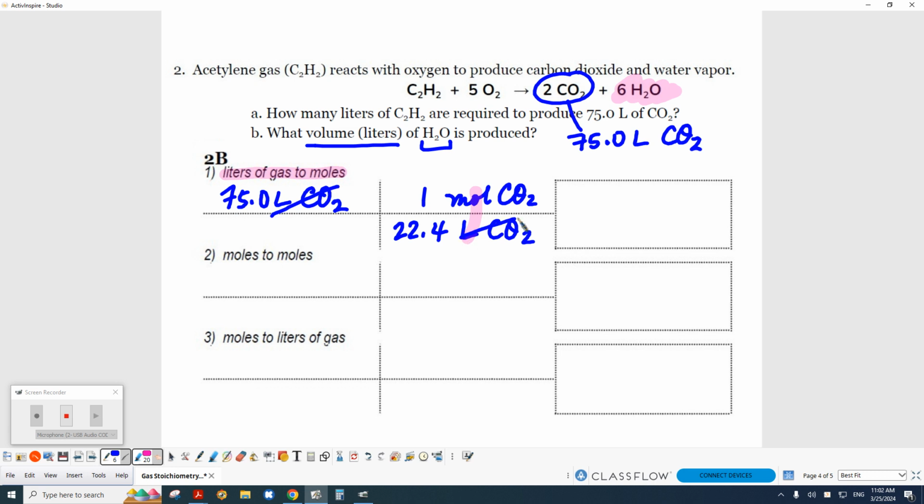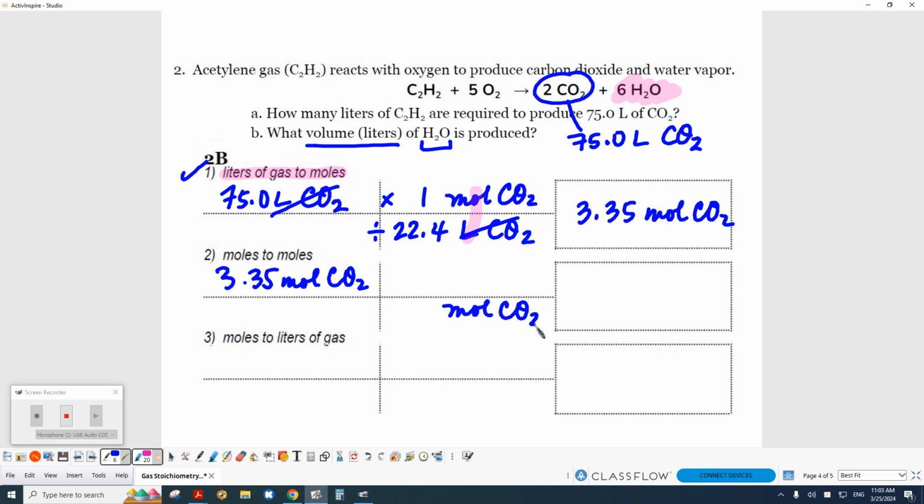Liters of CO2 cancel out, and we have moles of CO2 remaining. Multiply by the top, divide by the bottom. Our 3-digit answer is the same as the first time, 3.35 moles of CO2. Step 1 complete. We'll use that answer, 3.35 moles of CO2, and convert from moles of CO2. That's why we put that on the bottom of the conversion.